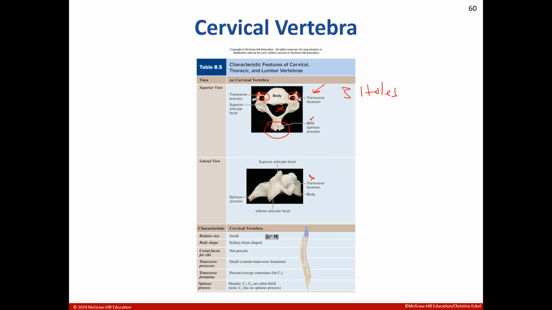So those are 2 things that are very important that set cervical vertebrae apart from the lumbar and thoracic. There's 3 holes, 3 foramina, 2 transverse foramen and 1 vertebral foramen, and a bifid spinous process.